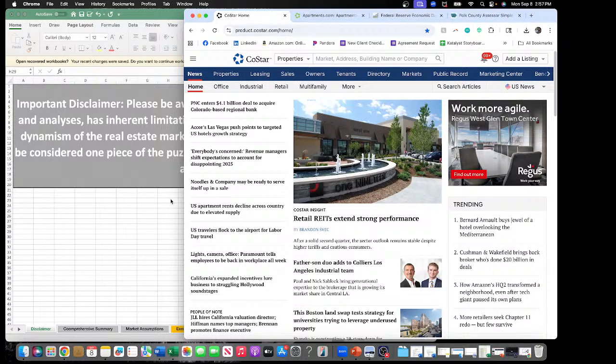I have some screens all open here. Most of you should be able to see my screen right now. If you don't, we'll have some technical difficulties. We'll try to update it. Feel free to chime in if you can't see my screen, feel free to comment as well.